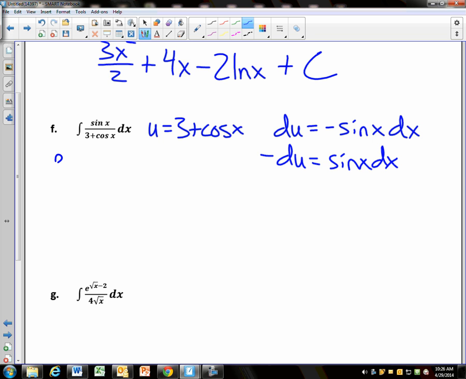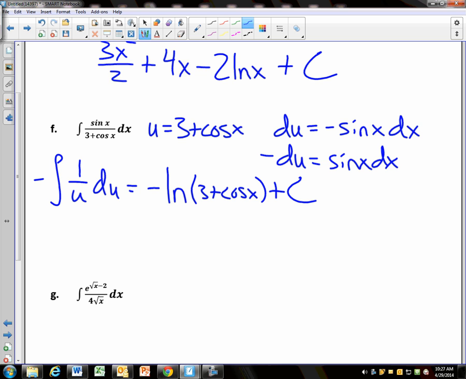Now I have a new integral. Put my negative out front. What goes in the top? Yeah, you've just got your 1, and on the bottom you have u. What's the antiderivative of 1 over u? Natural log of u. So you got negative natural log of, very good.